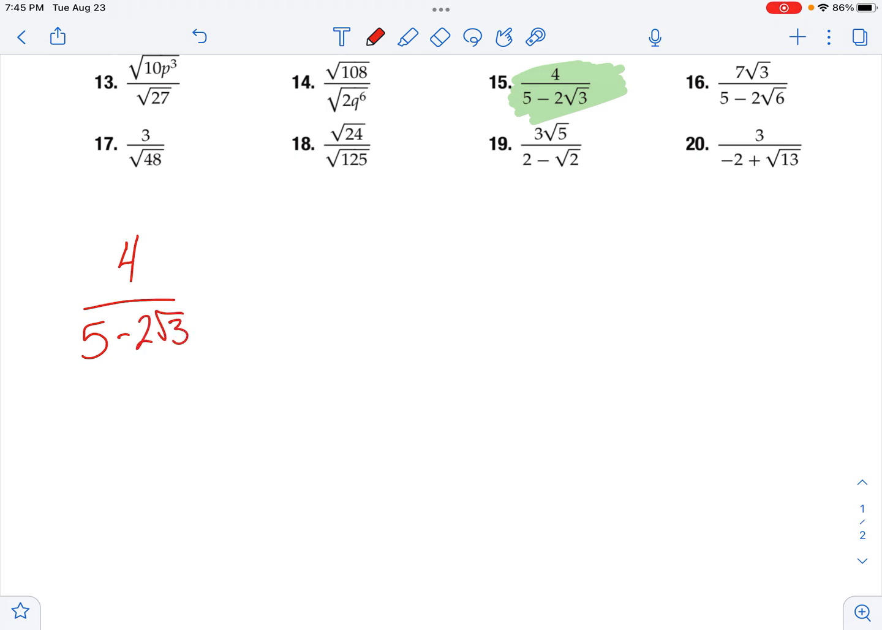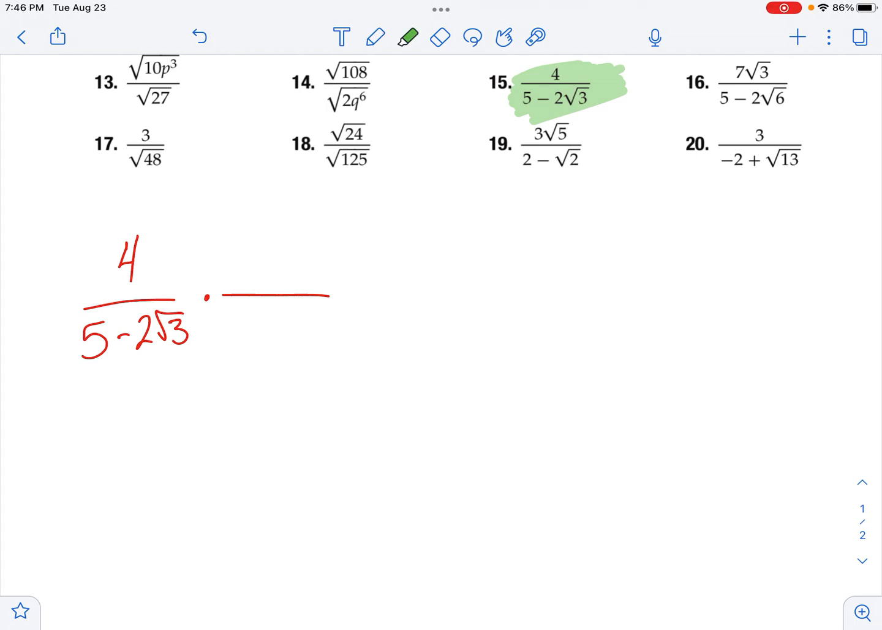Now, what I have to do to get rid of that is I need to multiply or rationalize my fraction. And I can't just multiply by 2 root 3 because I'm doing a subtraction between two different terms. So this is really a binomial. I can't just multiply by 2 root 3. I'd have to multiply by 5 minus 2 root 3. Or in this case, I want to multiply by the conjugate.